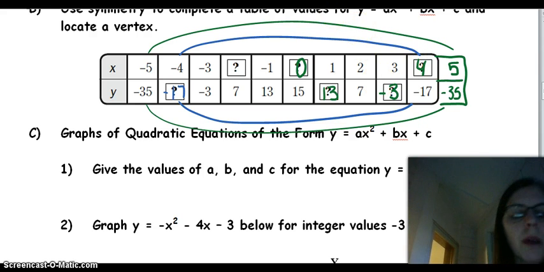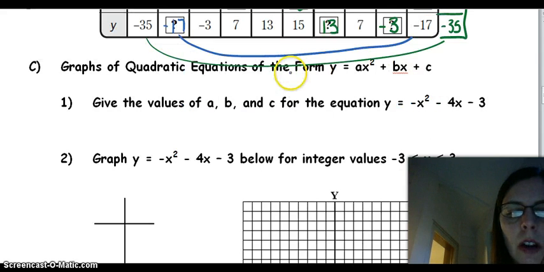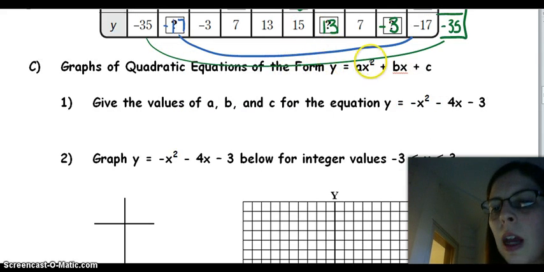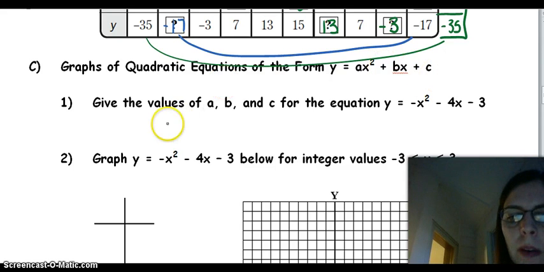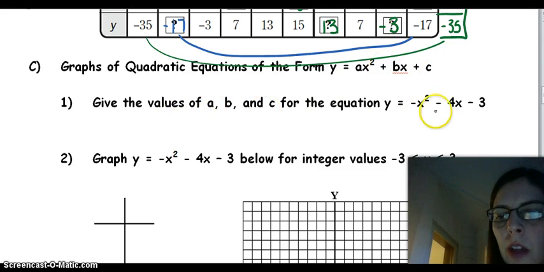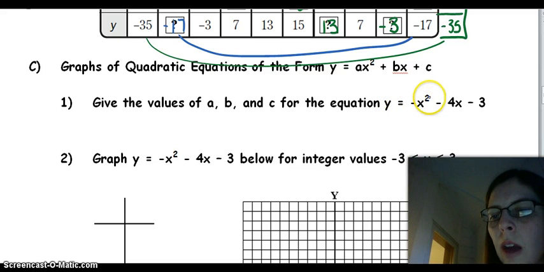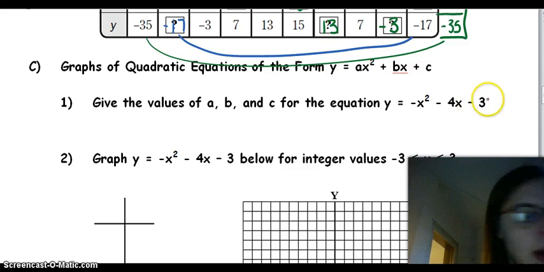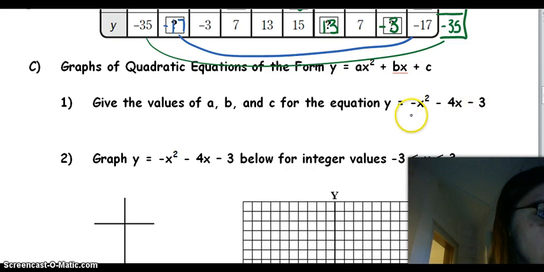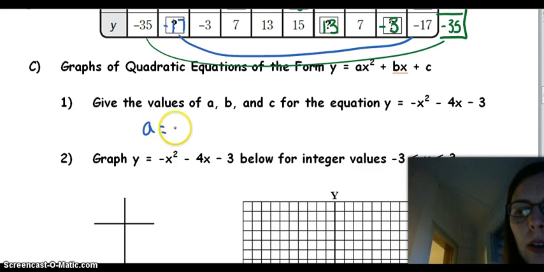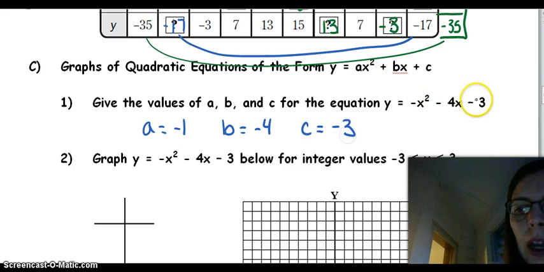All right, so part C says graphs of quadratic equations of the form y equals ax squared plus bx plus c. Give the values of a, b, and c for the equation y equals negative x squared minus 4x minus 3. So here, the value of a would be negative 1, the value of b would be negative 4, and the value of c would be negative 3. Don't forget those signs that are to the left of each of the numbers. That's going to make a difference.